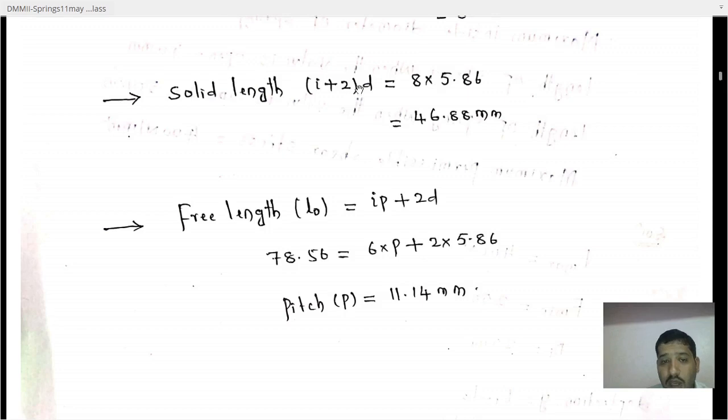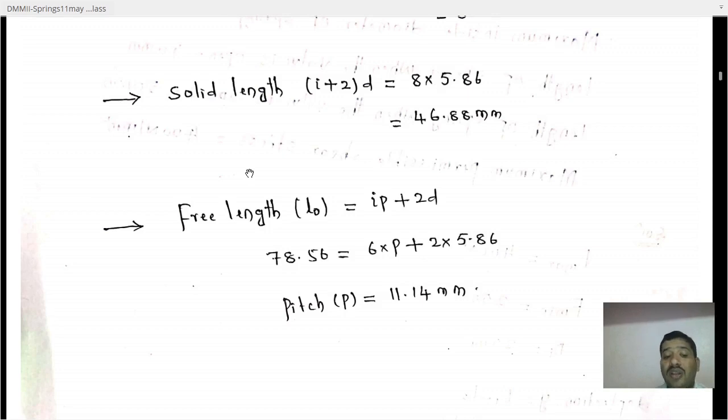Because I is 6 plus 2 that I am doing here, 6 plus 2 should be how much, dear? 8 only. 8 into 5.86. If you multiply this, how much will you get, dear? If you multiply 8 into 5.86, then you will get the value 46.88 mm.